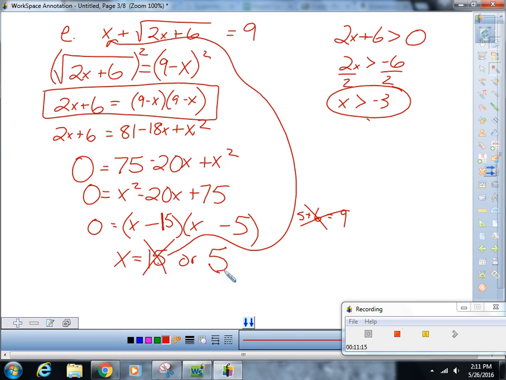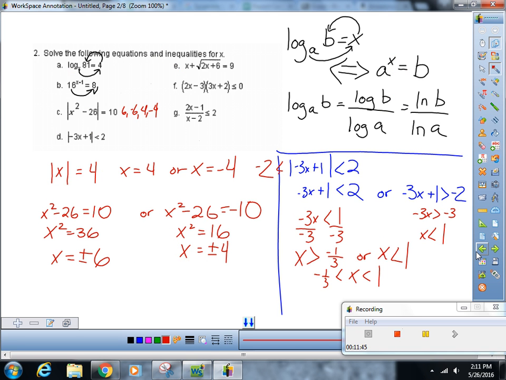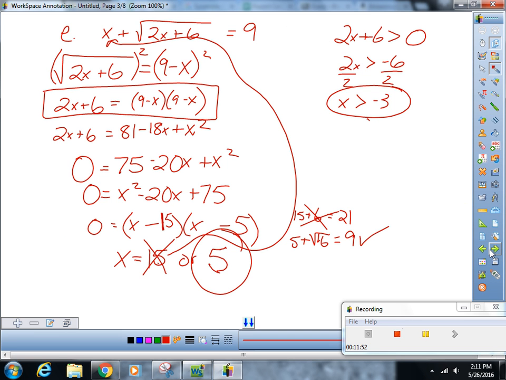But if we check 5, you get, oh, sorry, this should have been a 9. No, I'm sorry, this should have been 15 plus 6. It would have given you a 21. It still doesn't work, okay? We need it to give us 9. So let's put in a 5. You get a 5 plus square root of 16. That's 4, and that does equal 9. So 5 is your only answer, okay? Moving on to F. 2x minus 3 times 3x plus 2 is negative.